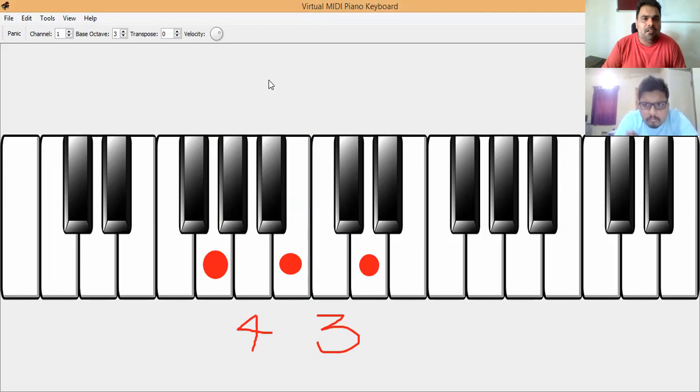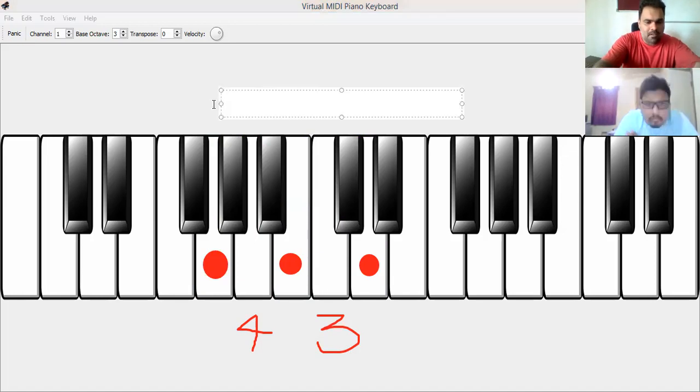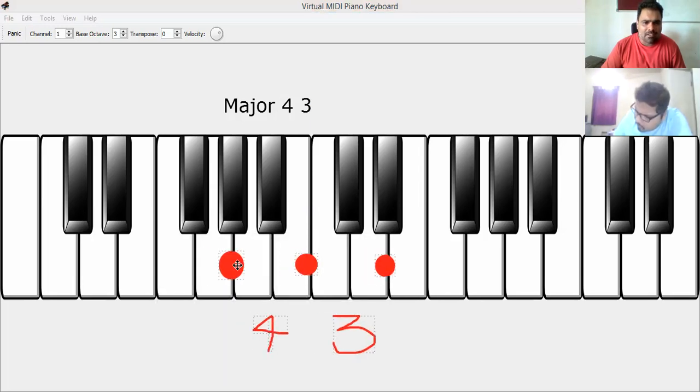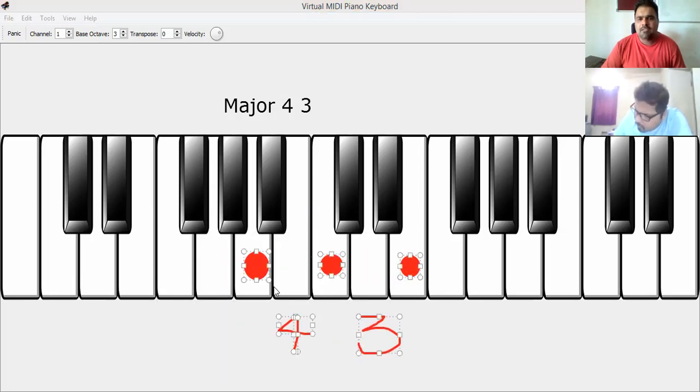Okay. So let me quickly write here. Major is a 4 and a 3 pattern. These are the number of semitones that need to be there in order for this to turn into that chord. Now let's look at a minor chord.